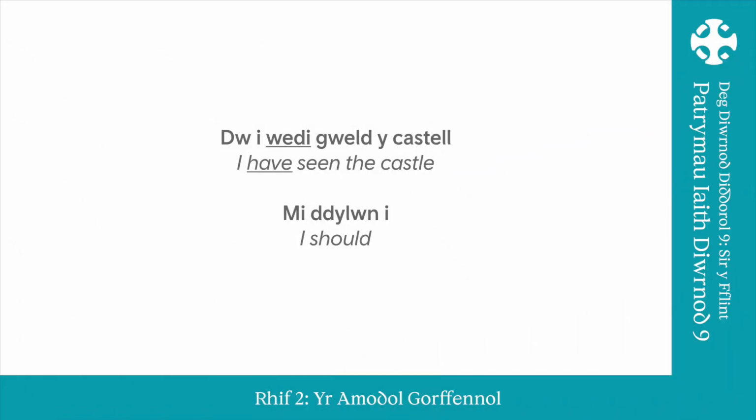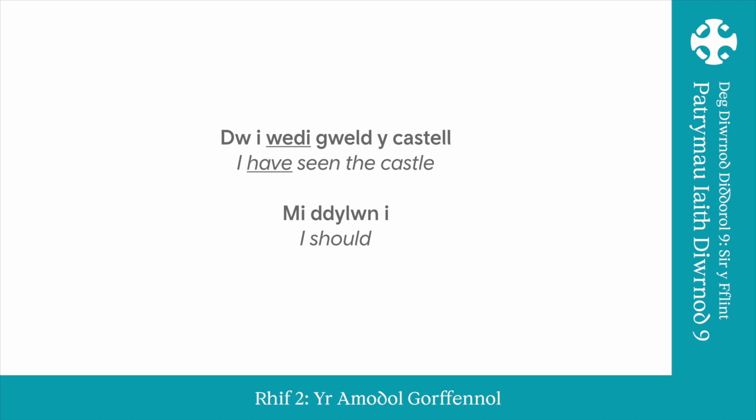Yr amodol gorffennol, the past conditional. The conditional in the past tense translates as should have, could have, would have, shoulda, coulda, woulda. To say we have done something in Welsh, we use wedi. For example, dwi wedi gweld y castell. I have seen the castle. Notice that wedi always goes with a form of bod. Dwi, I am.